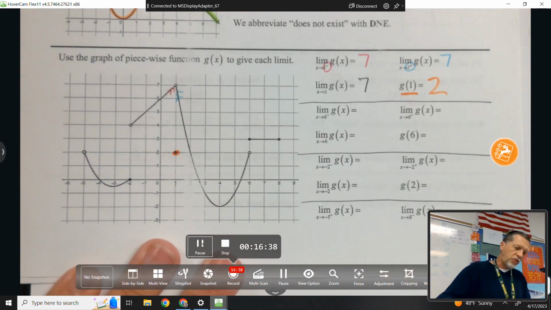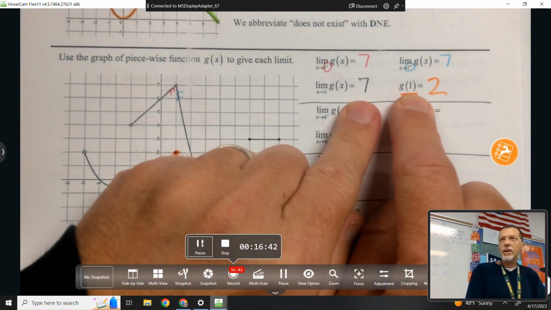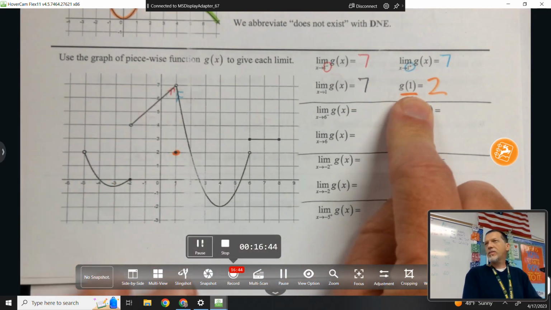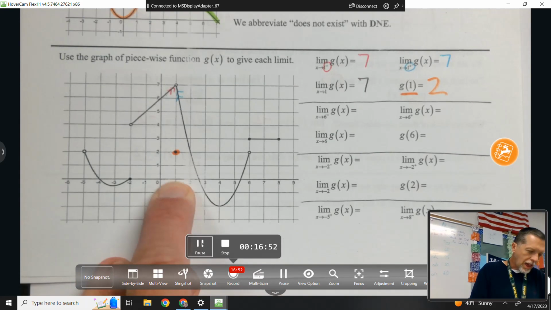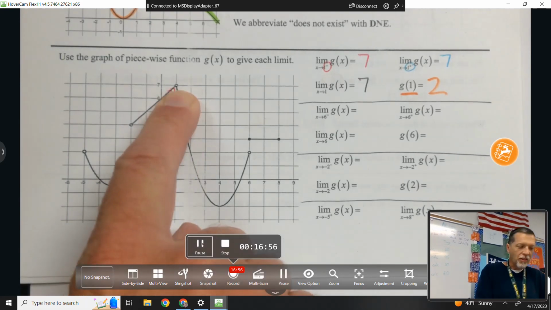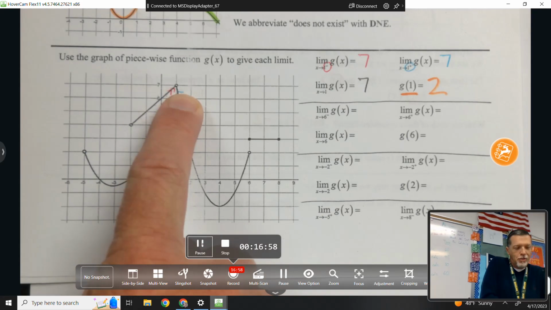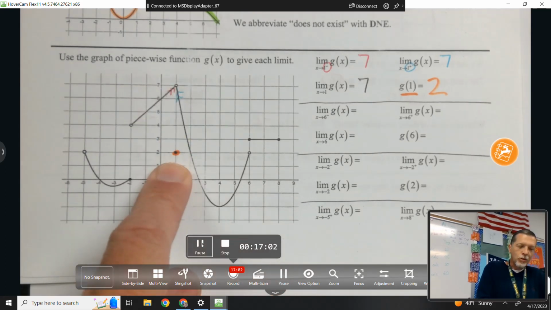Sure, where the g of 1, where did that come from? So this means the function at 1. We're not caring about limits, none of this approaching business, just if x equals 1, what does y equal? And so we go to x equals 1, and the dot is at 2. I mean, there's an open circle up at 7, but the open circle expressly means that we're not there. We're somewhere else. And there's a dot at 2, so g of 1 is 2.